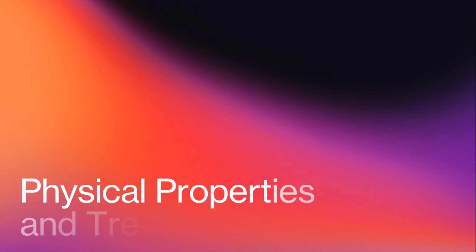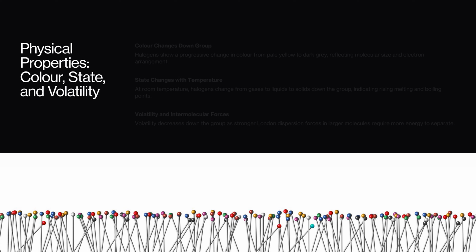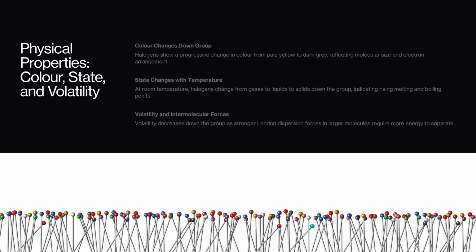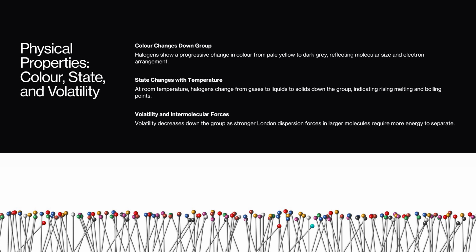Physical properties: color, state, and volatility, with trends in melting and boiling points explained. Fluorine is a pale yellow gas, chlorine is a green gas, bromine is a red-brown liquid, and iodine is a dark gray solid that forms a purple vapor when heated. This progressive change in color intensity down the group is due to changes in how the halogen molecules absorb visible light, which in turn depends on molecular size and electron arrangement.